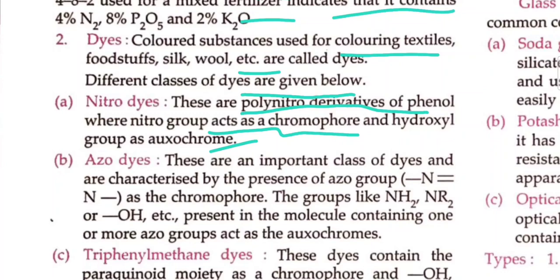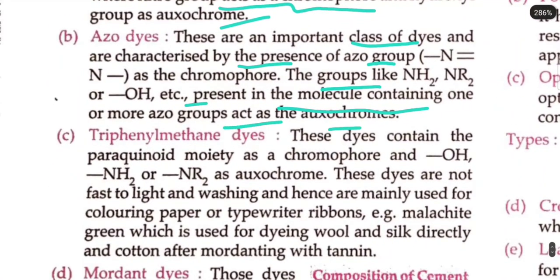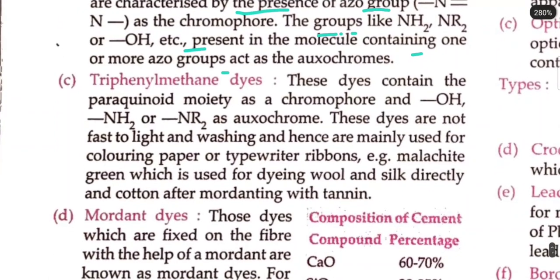These are an important class of dyes and are characterized by the presence of azo group, यानी कि N double bond N as a chromophore. The groups like NH2, NR2 or OH etc. present in a molecule containing one or more azo groups act as auxochromes.